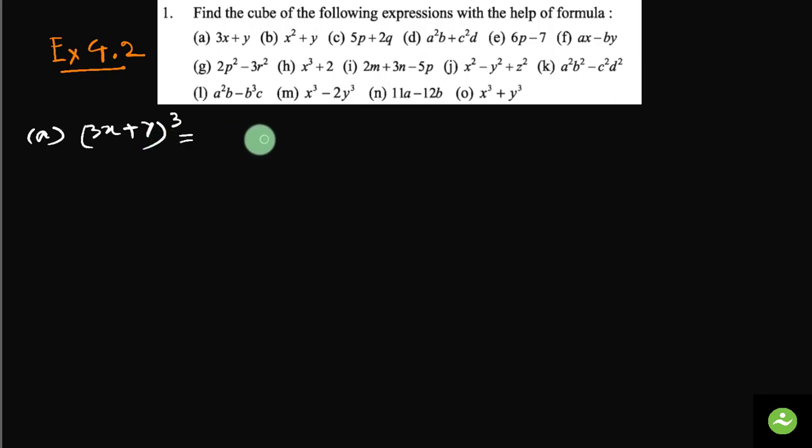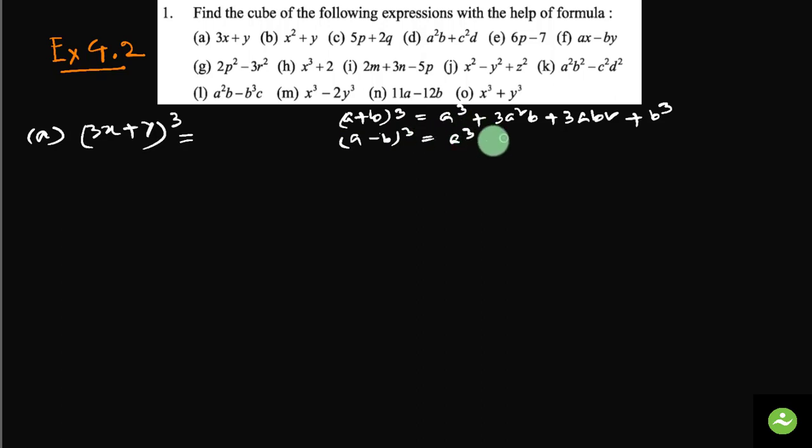And we know the formulas, the cube formulas. One is A plus B whole cube equals to A cube plus 3A square B plus 3AB square plus B cube. And the other one, A minus B whole cube equals to A cube minus 3A square B plus 3AB square minus B cube.